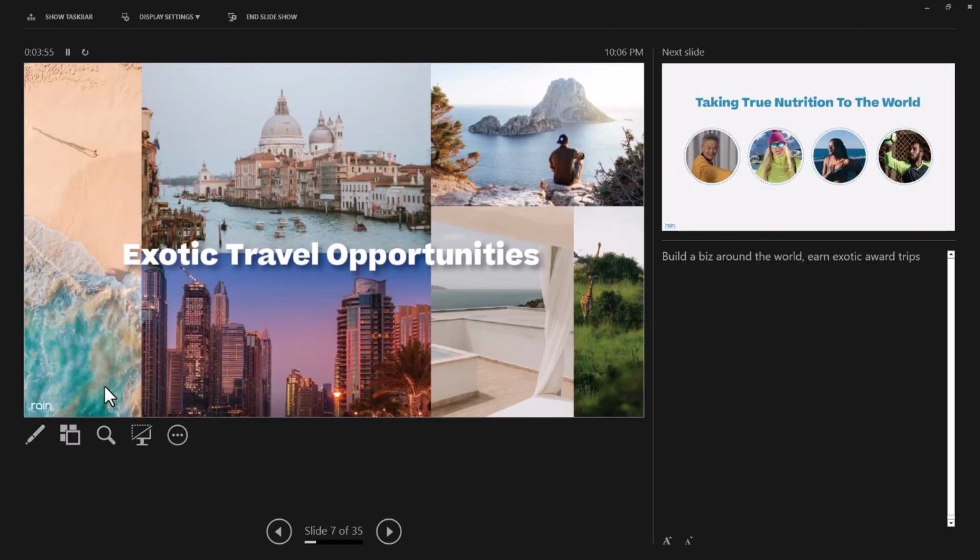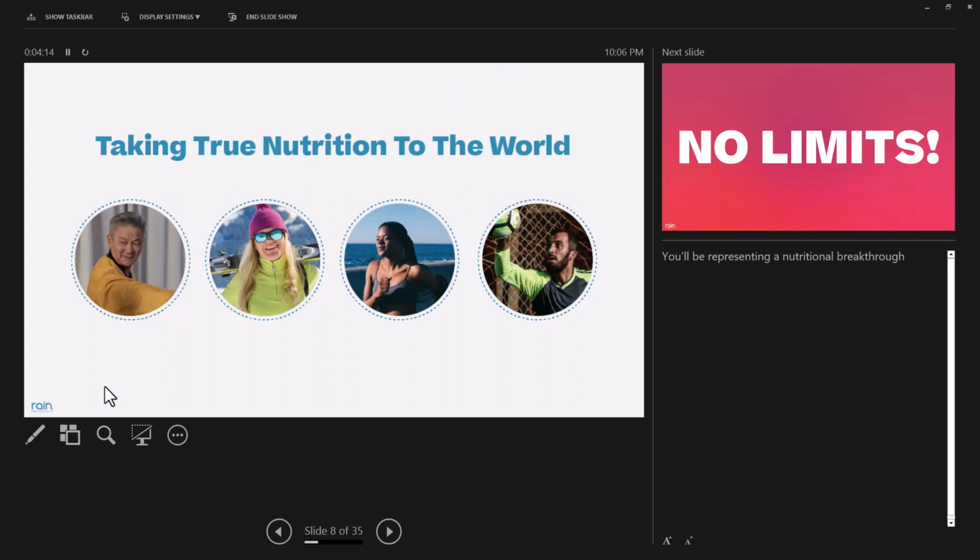Also, you have the opportunity to travel to exotic places around the world for free. Just by building the business, you can earn exotic reward trips. I've been on quite a few of them, and let me tell you, they are really fun. What we're actually doing is we're taking true nutrition to the world.